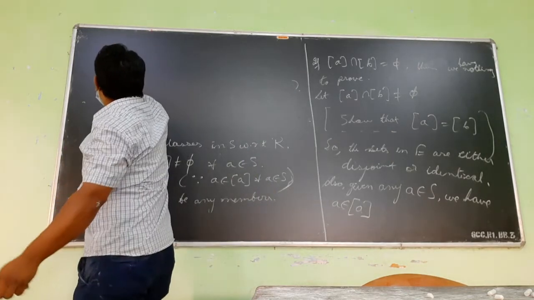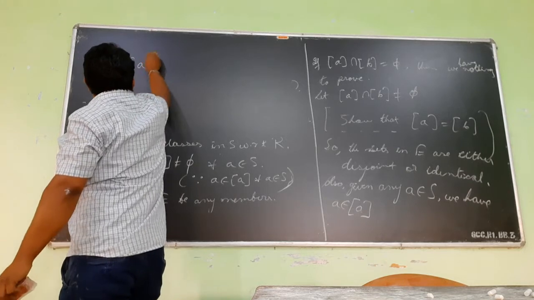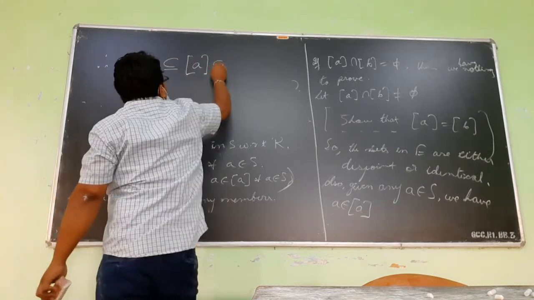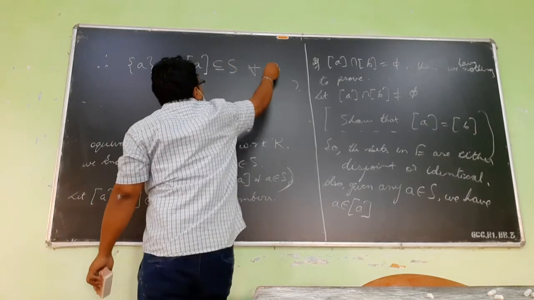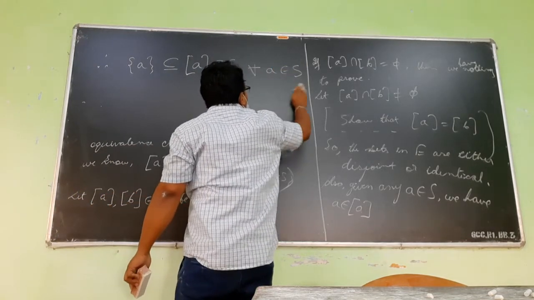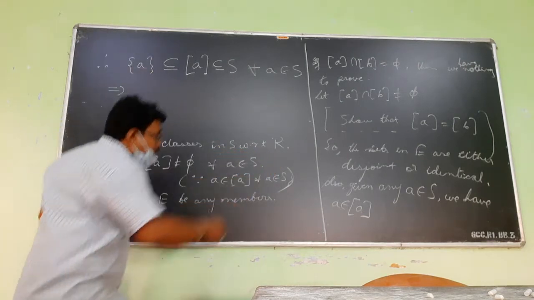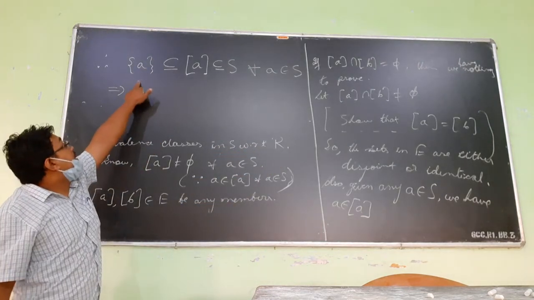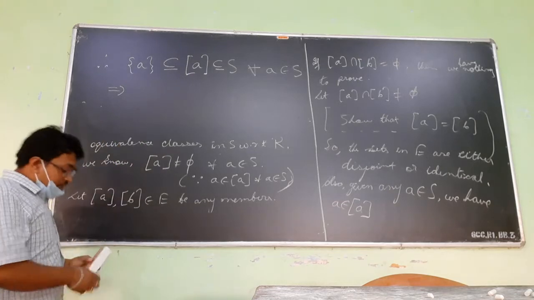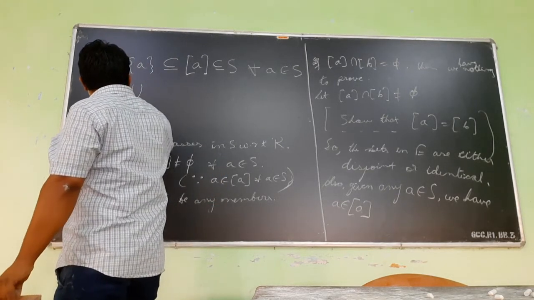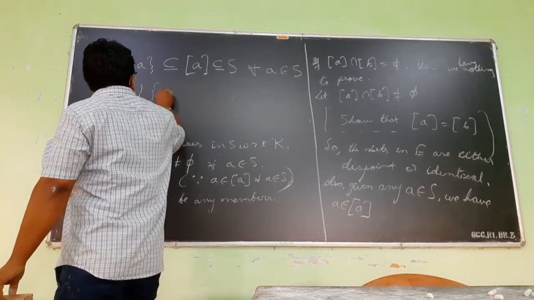So therefore, singleton A is a subset of equivalence class of A, which is again a subset of S for every A inside S. Okay, so this part lastly also we have done. A is an element of equivalence class of A, so singleton A will be a subset. Okay. Next you can take the union. Union of A belongs to S of singleton A.